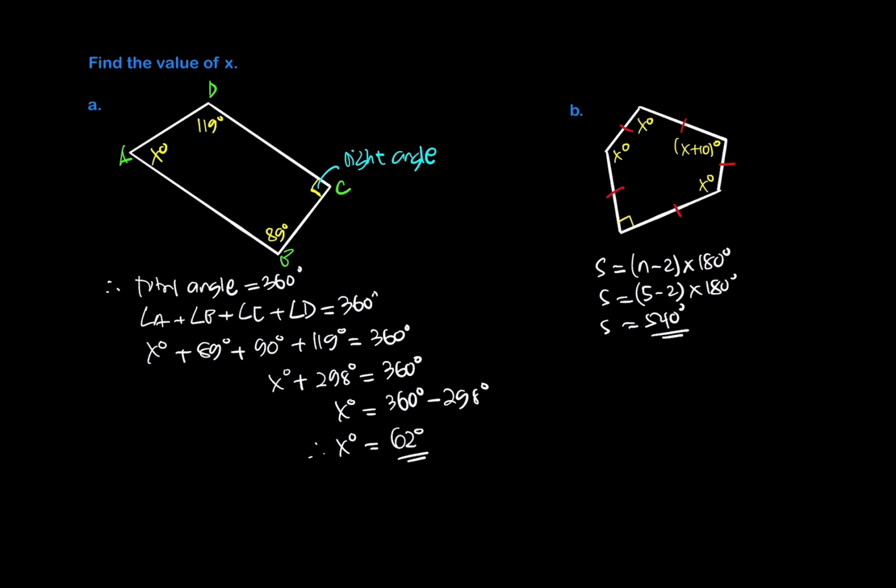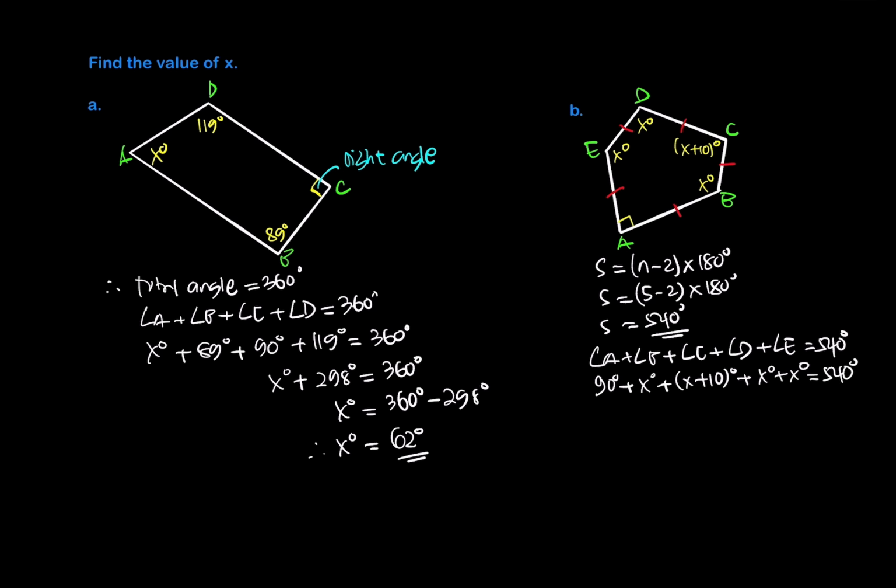Then we can solve it by labeling them A, B, C, D, E. Then angle A plus angle B plus angle C plus angle D plus angle E is equal to 540 degrees. Now A, that's exactly 90 degrees. B, X, C, X plus 10 degrees. And then D, X and also X and 540 degrees.